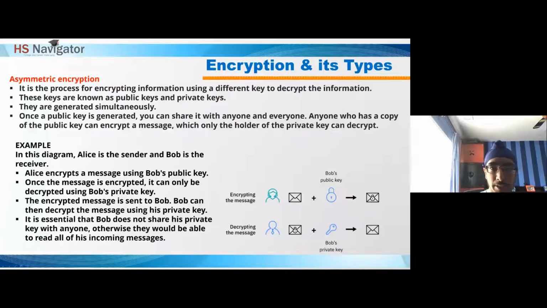So let's say you have this diagram. In this diagram, Alice here is the sender, and Bob here is the receiver. Alice encrypts a message using the public key that Bob generated. So Bob, when he wanted to do encryption, generated both a public key and a private key, and he gave Alice his public key. Alice uses Bob's public key to encrypt a message and sends it over to Bob. Now Bob, being the only one that has his own private key, can decrypt the message and get the message back. If Bob doesn't share his private key with anyone else, no one else can have access to the decrypted message. They can only see the encrypted one.